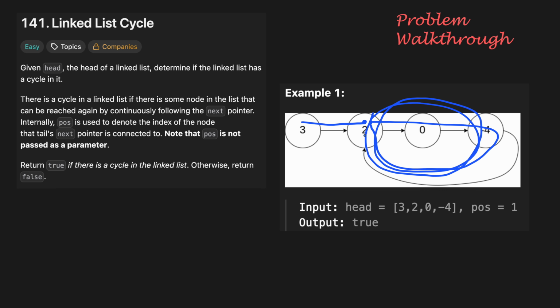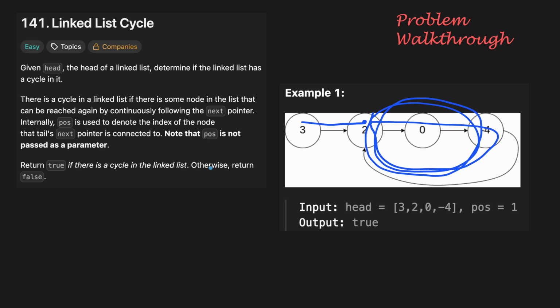Side note, if you look at the Leetcode example input, you will see a parameter called position. Don't worry about it. It's just for internal testing. For example, position equal to 1 simply means the tail points back to index 1 to form a cycle. But we need not worry about it as we only get the head node.